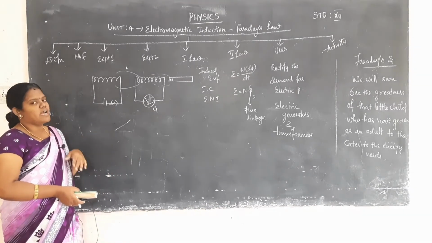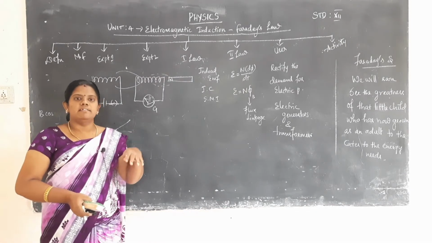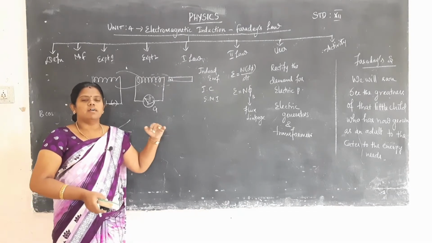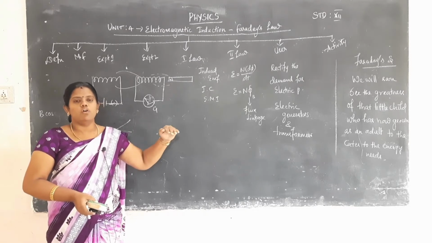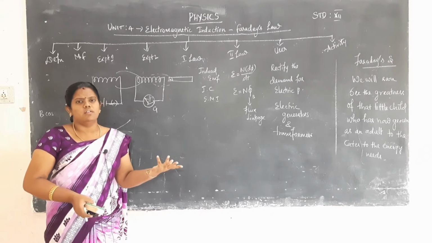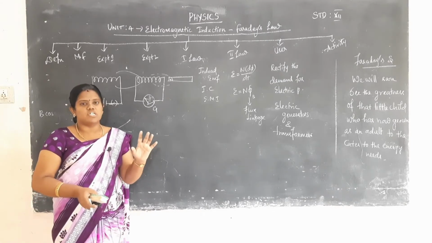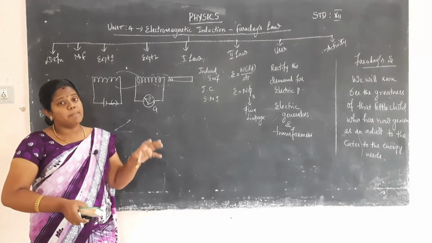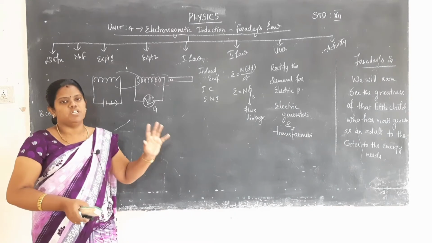And suppose the switch is turned on, the current increases. Once the current reaches the steady flow, there is no deflection in the galvanometer because there is no flux change at all. So when the current increases or decreases, only then does the magnetic flux change. When the magnetic flux linked with the coil changes, the current is induced.